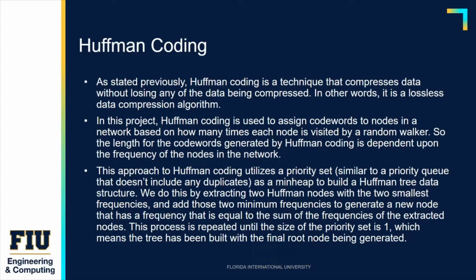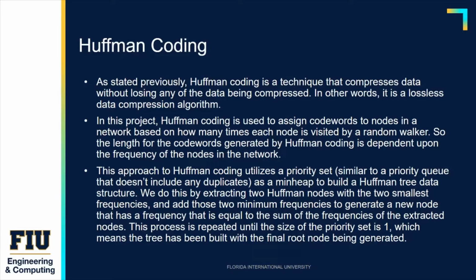So if you have a node A on a network and it's visited 5 times, its frequency would be 5. And so the length of the code words generated by Huffman coding is dependent on the frequency of the nodes in the network. This approach to Huffman coding utilizes a priority set, which is similar to a priority queue, except it doesn't include any duplicates, as a min heap to build a Huffman tree data structure.